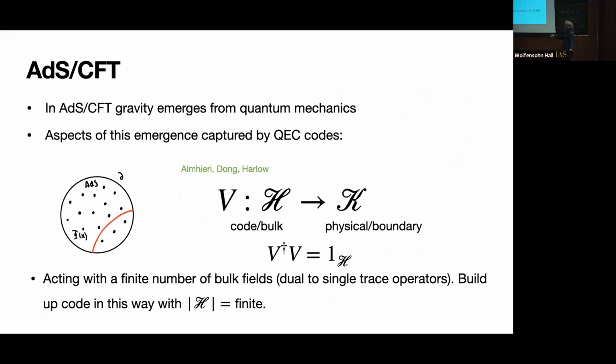Start acting with operators, say bulk operators that you can reconstruct in some global way using, say, HKLL or something. And then act with a finite number of those. You generate a finite dimensional Hilbert space. And then you think of that Hilbert space as living inside your physical Hilbert space, which is the CFT Hilbert space, the boundary Hilbert space. So I'll interchangeably use code and bulk and physical and boundary. This encoding map should be an isometry.